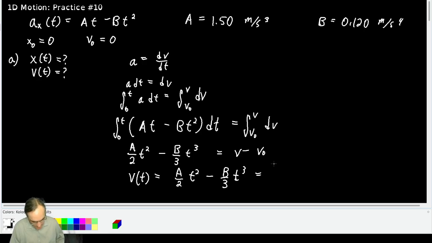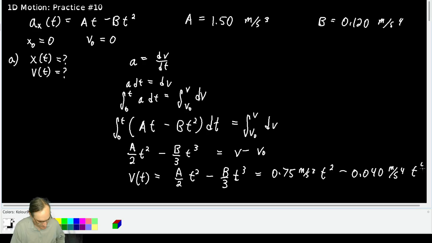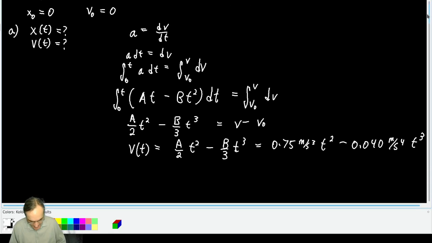If we plug in for a, we get 0.75 meters per second cubed t squared. If we divide 0.12 divided by 3, that's going to be 0.040 meters per second to the fourth, t to the third. So I only had one little mistake. All right, that's half of part A.